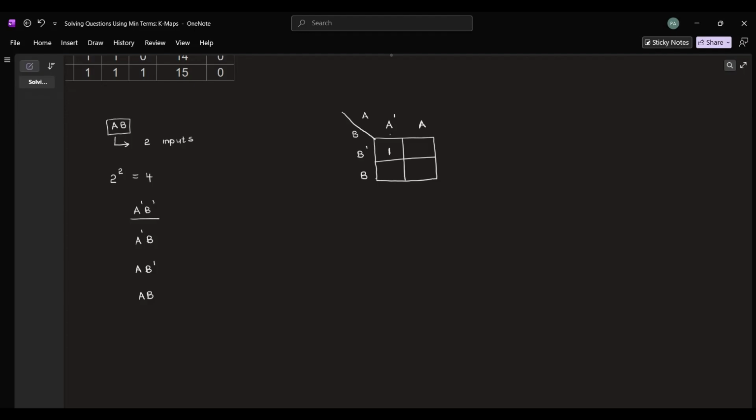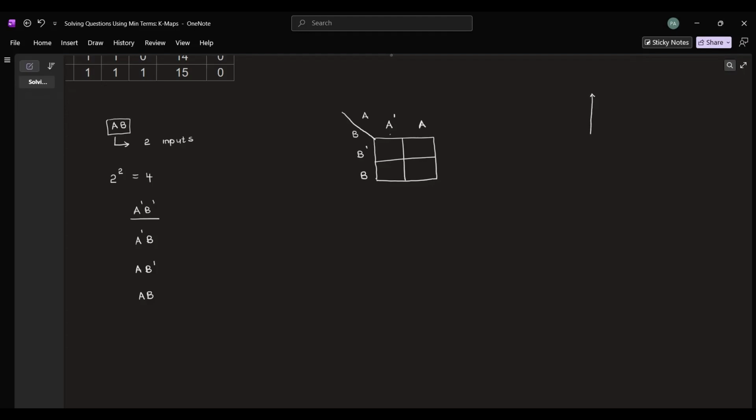A bar B bar corresponds to this cell. Why? A bar is this vertical line, B bar is this line, and they both intersect at this specific cell. That's why we put 1 here. You can imagine it like that, or think of it like a Cartesian plane.